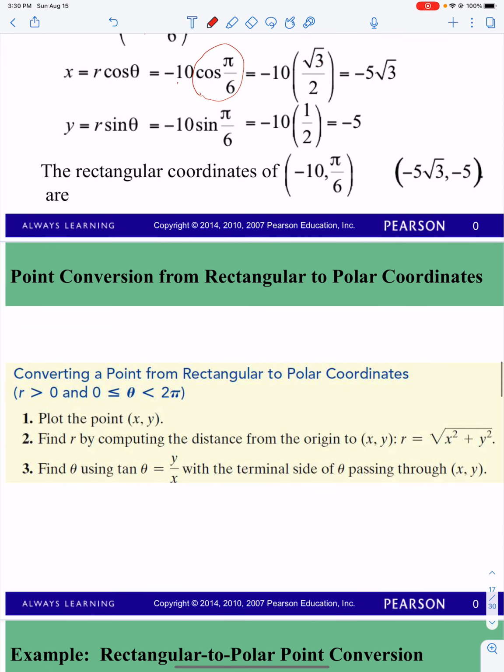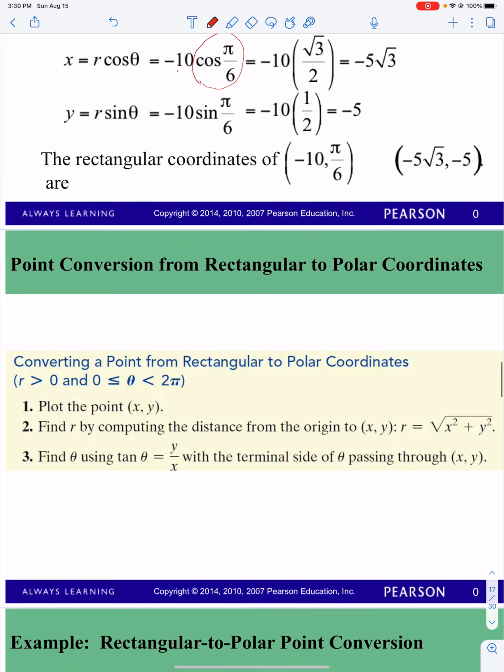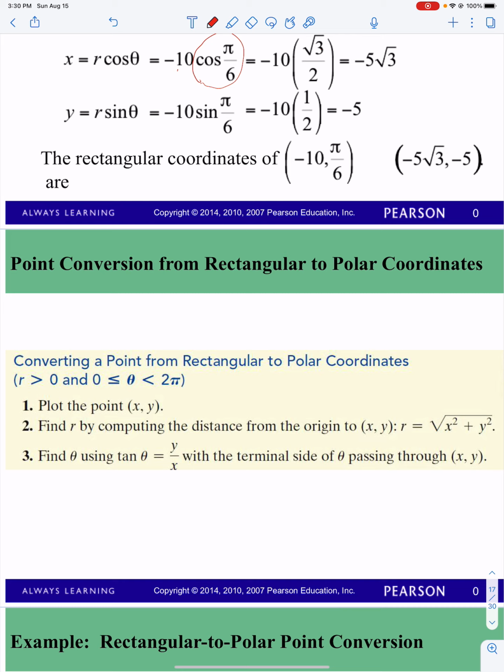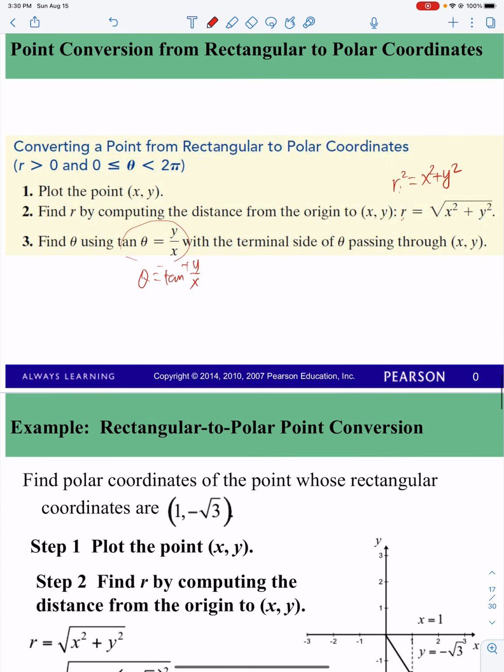Okay, so the next one is the point conversion from rectangular to polar. What should we do from rectangular to polar? Where does this come from? It's r squared equals x squared plus y squared. Then r will be equal to the square root of x squared plus y squared. So for theta, what will you do? Tangent theta equals y over x. What will theta be? Tangent inverse. So you have to use tangent inverse with terminal side theta passing through this point, okay?